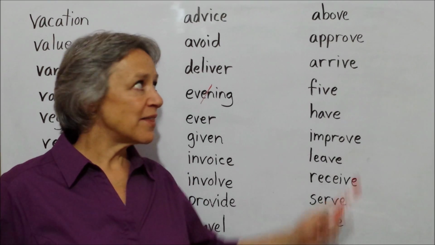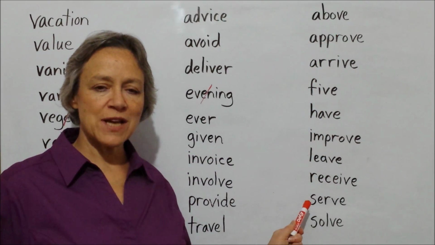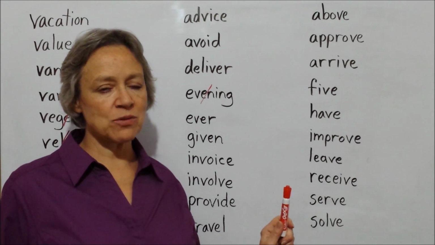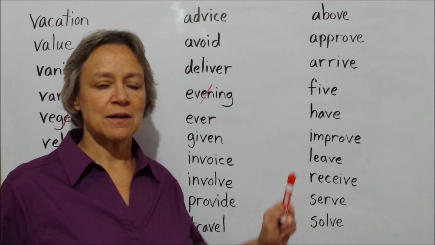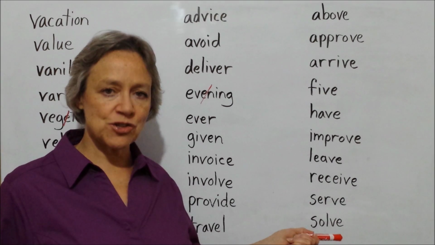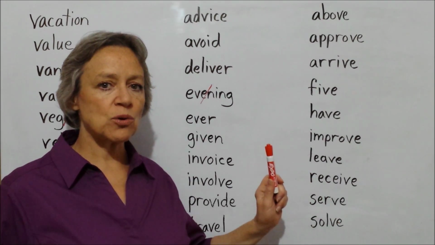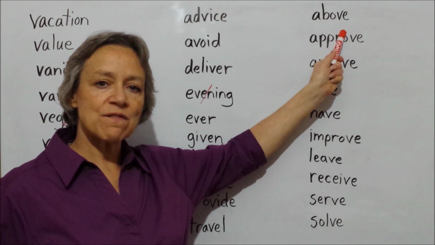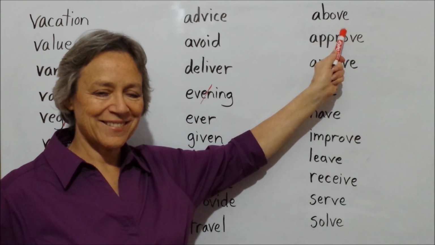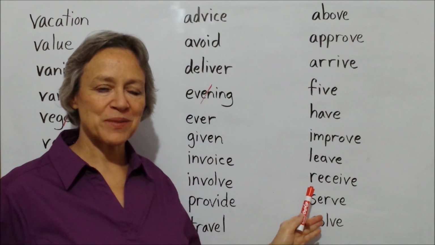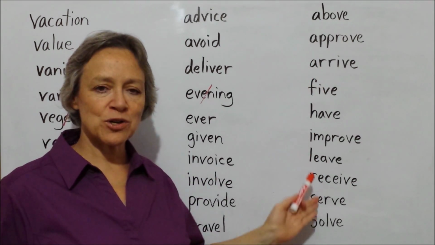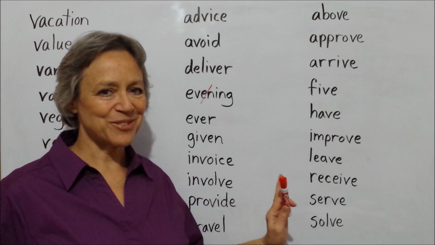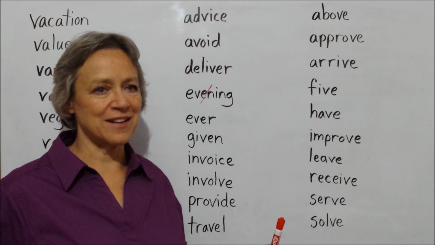Please notice that each of these words ends in the letter E. However, I did not pronounce the letter E. The letter E is silent in each of these words, so the last sound in the word is V. Okay? That's why I have these in this column. Each of these words has V as the last sound in the word. Okay? So you can ignore the letter E.